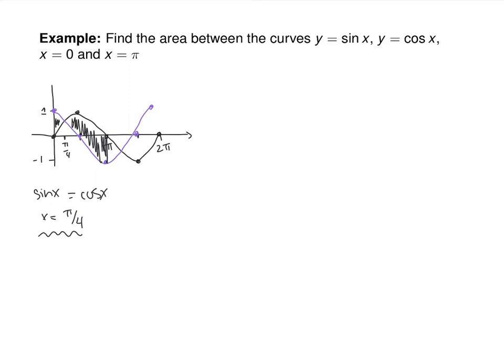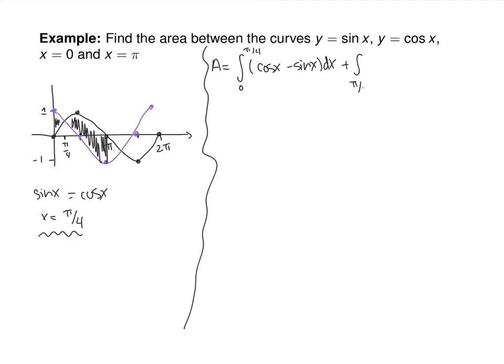So to find the area, I have to break this into two integrals. So my area will equal, first I integrate from 0 to pi quarters. And for that portion, the cosine curve is greater than the sine curve. So we'll do cosine x minus sine x dx. And then for the remainder of our interval, from pi quarters to pi, it's the opposite. The sine curve is above the cosine curve.